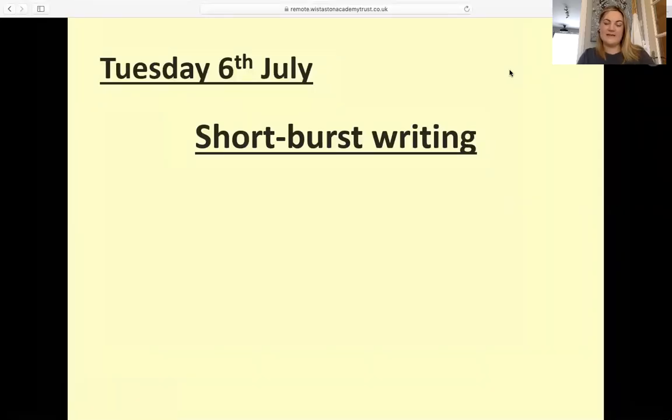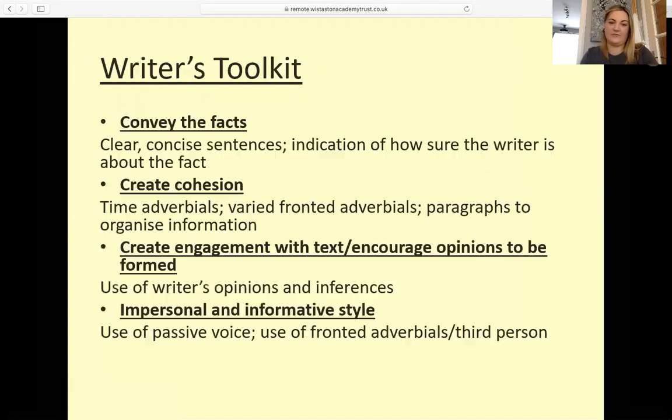Hello everyone, today you're going to be doing a little bit of writing. We're going to be using our Charles Darwin facts to create part of his biography. So in our writer's toolkit for our biography, we need to convey the facts. So we need clear, concise sentences indicating how sure we are of the fact that we're writing about. We need to create cohesion in our writing.